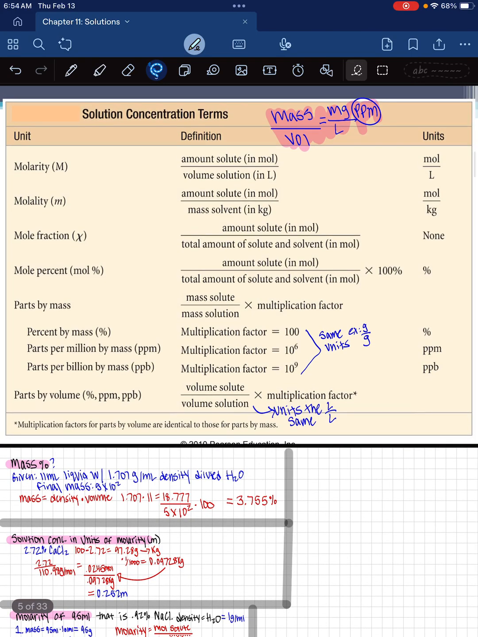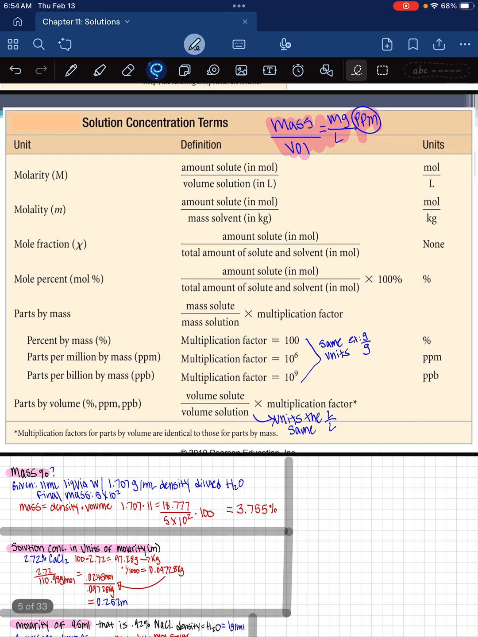Okay, so with the solution concentration terms, specifically today, we're going to talk about the units. As you can see, each different equation that we have to use to find solution concentrations comes with different units. Some of them have no units, some of them are specifically in percents, and then some of them are your moles over kilogram. So we're going to start with the percent ones.